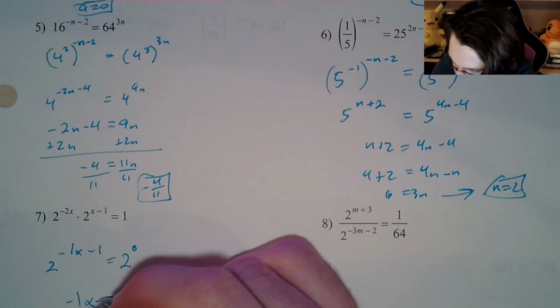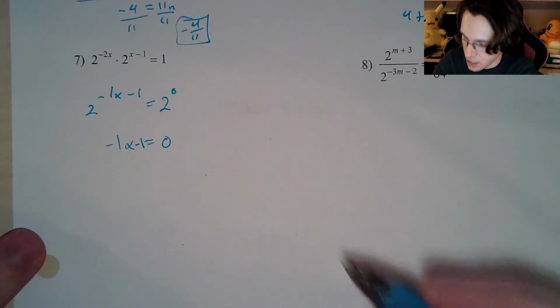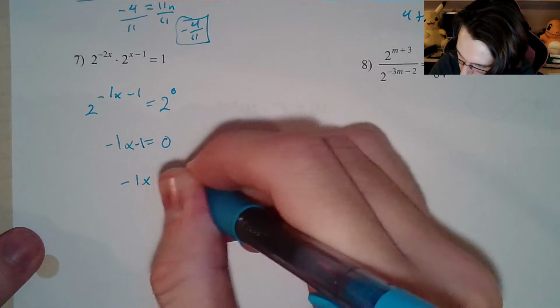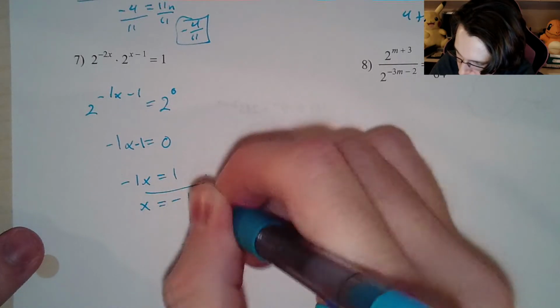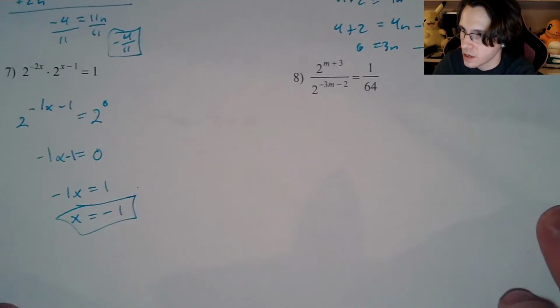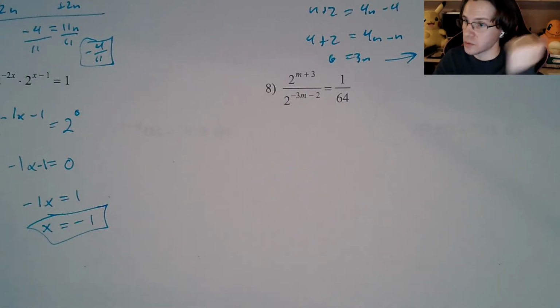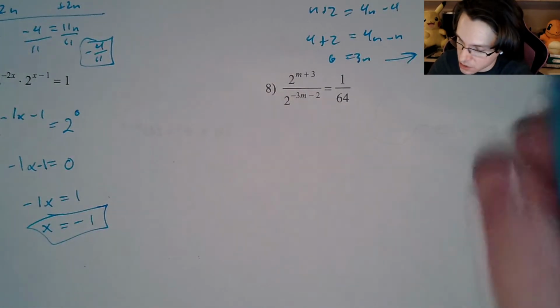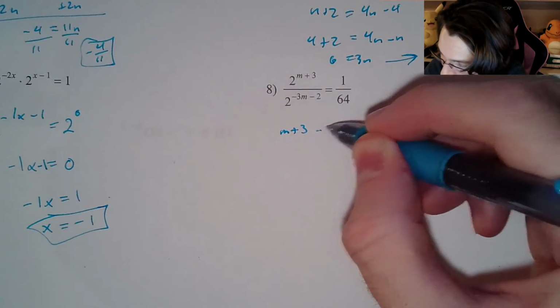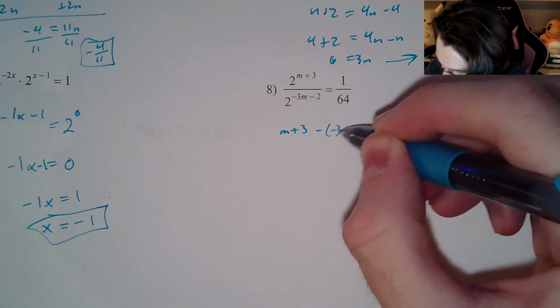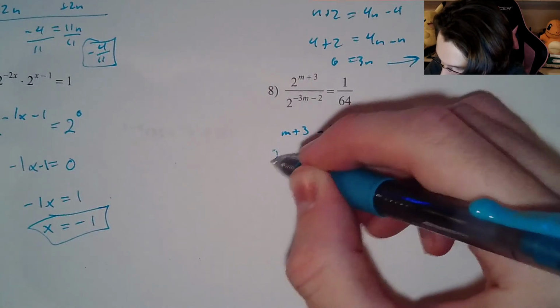Negative 1x minus 1 is equal to 0. And add 1 to both sides, so negative 1x is equal to 1. Divide both sides by negative 1, and you get -1. Number 8. So again, exponent rules, got to remember you're subtracting. So you're doing m plus 3 minus -3m minus 2, and you're doing 2 to that power.